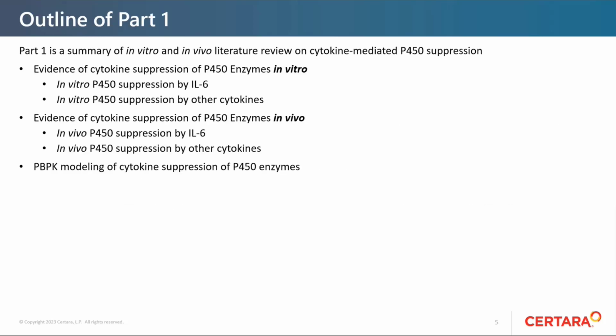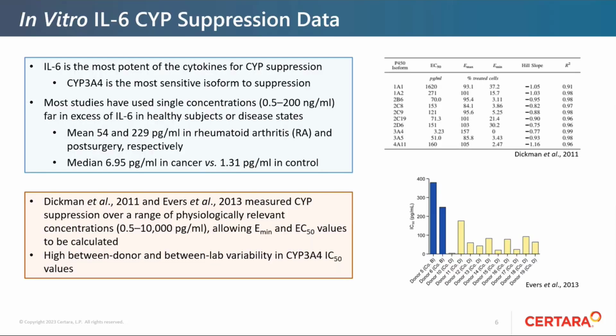Okay. So shown here is the outline of part 1. Basically, I'll be reviewing in vitro evidence first, followed by in vivo evidence. But in each part, I'll talk about IL-6 first, and then we'll look at other cytokines and how they compare to IL-6. At the end of part 1, I'll highlight some of the examples of PBPK modeling.